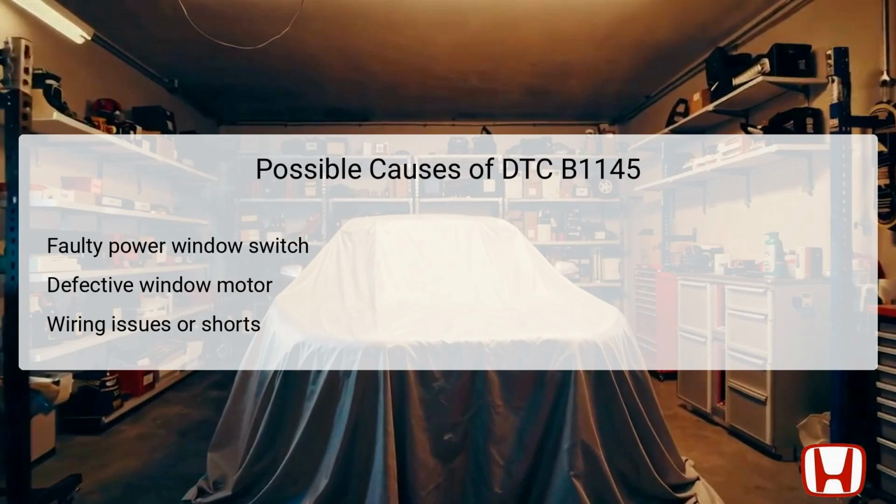Additionally, wiring problems, such as damaged or shorted wires, can interrupt the circuits, resulting in the DTC being triggered. Each potential cause must be systematically checked to ensure a thorough diagnosis, as any of these issues could lead to the observed malfunctioning of the window system.